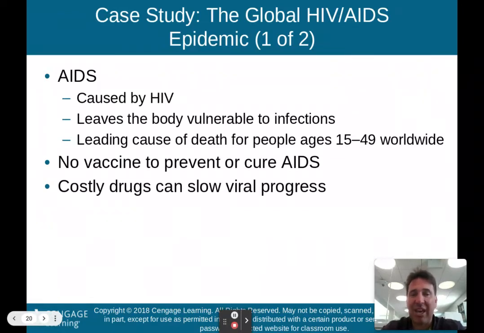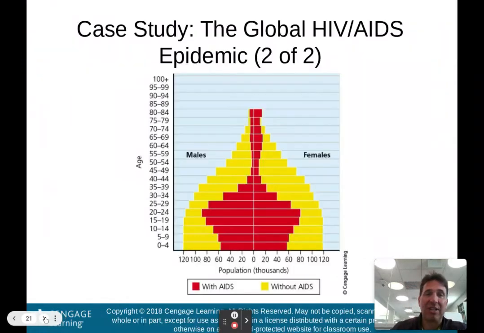No vaccine to prevent or cure AIDS. We haven't been able to figure out this one. There are some costly drugs out there that can slow the viral progress. But again, they're very costly at this stage. They have been coming down a bit. All right, so what are we looking at here? This is a population pyramid here in Botswana, where 25% of ages 15 to 49 are infected with HIV.